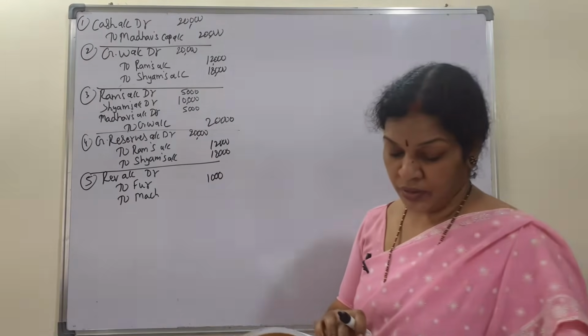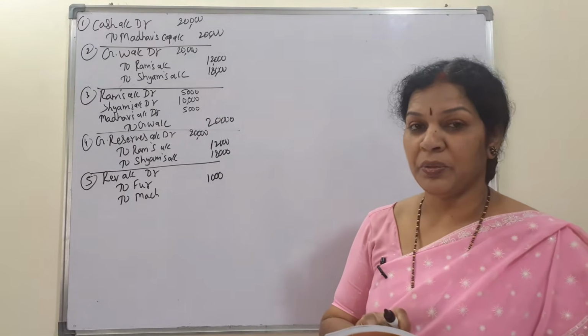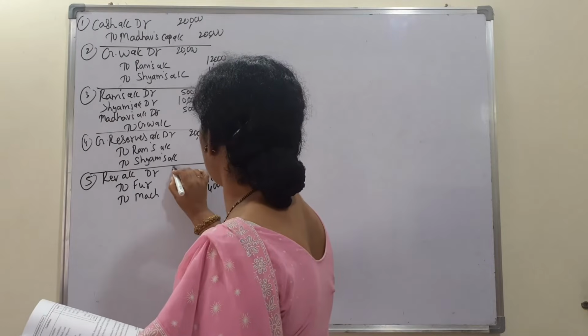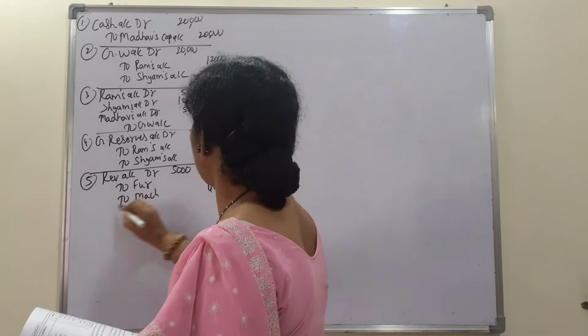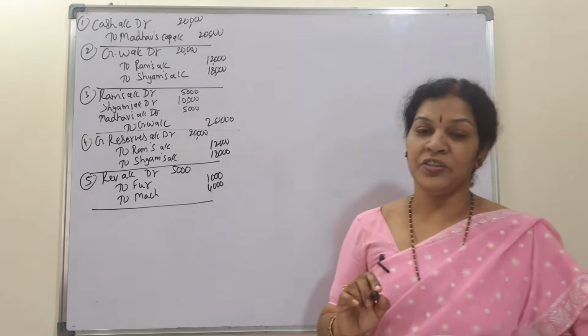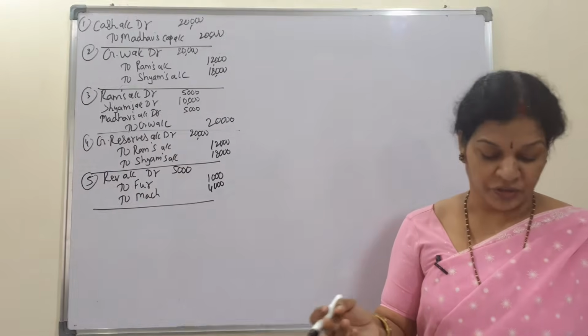Next, machinery 10%. Machinery value is 40,000. 40,000 10% is 4,000. Being depreciation on furniture and machinery transferred to revaluation account.